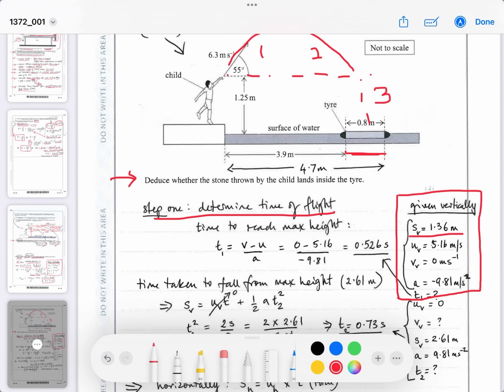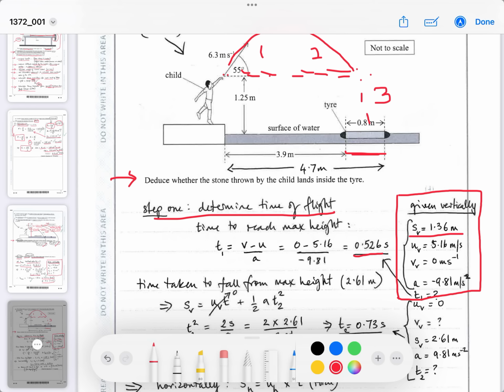So given vertically that it will take a bit of time to reach the 1.36 meters above this dotted line. Yeah, so we can work out using t equals (v minus u) over a. You should know that equation comes from v equals u plus at. So you can put the figures in. You'll find that it will take 0.526 seconds for it to go up to the edge of stage 1, to the maximum height.